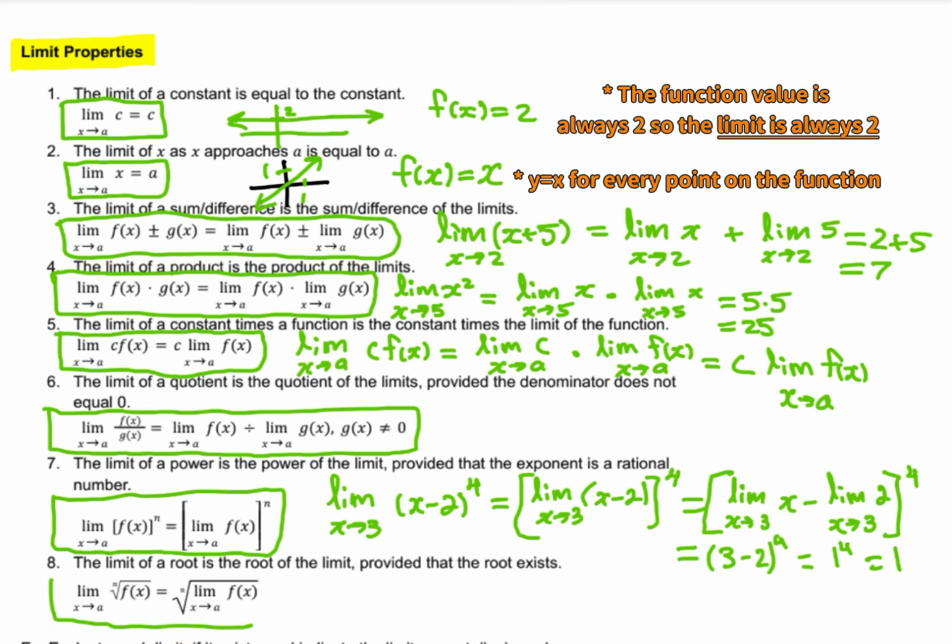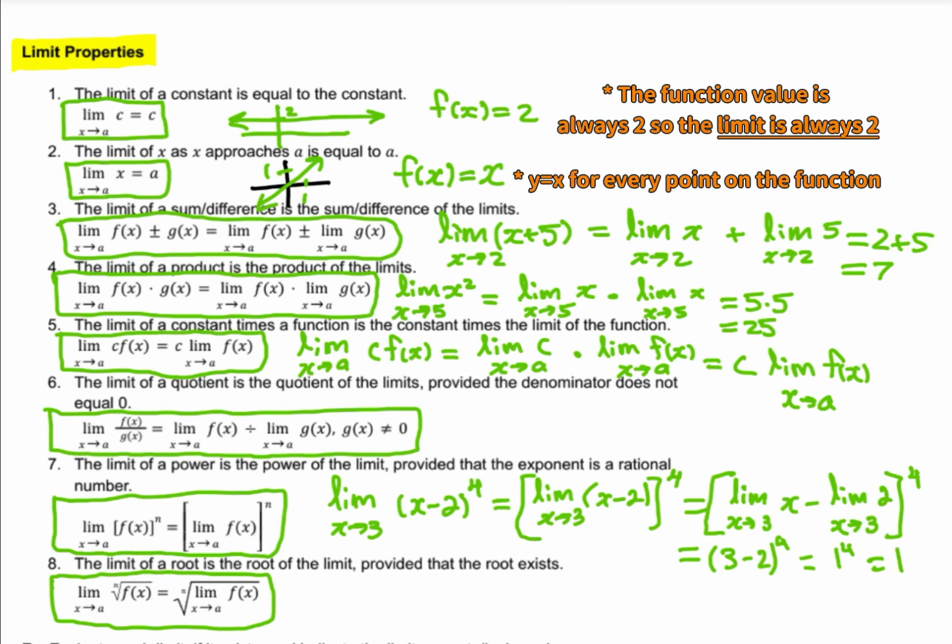Property 8, the root property. The root property is very similar to the power property. If we have a square root, we can take the limit of what is inside the square root first. Then, we take the square root of our answer. For example, if we have the limit as x approaches a of the square root of f of x, we can find the limit of f of x first. Then, we take the square root.